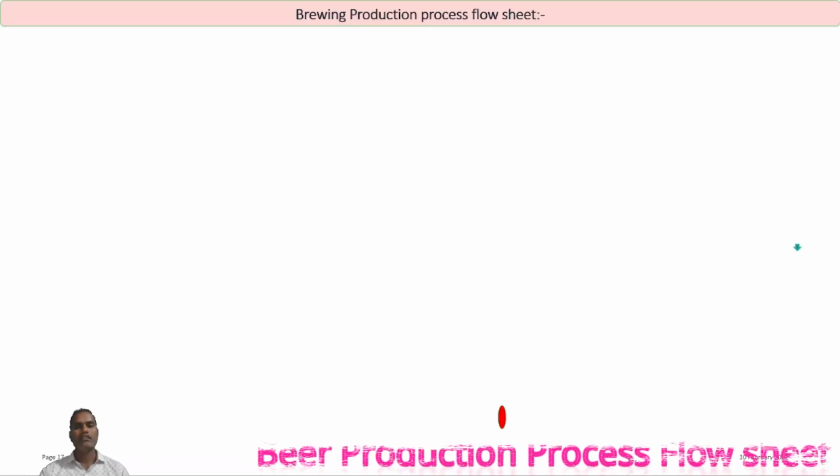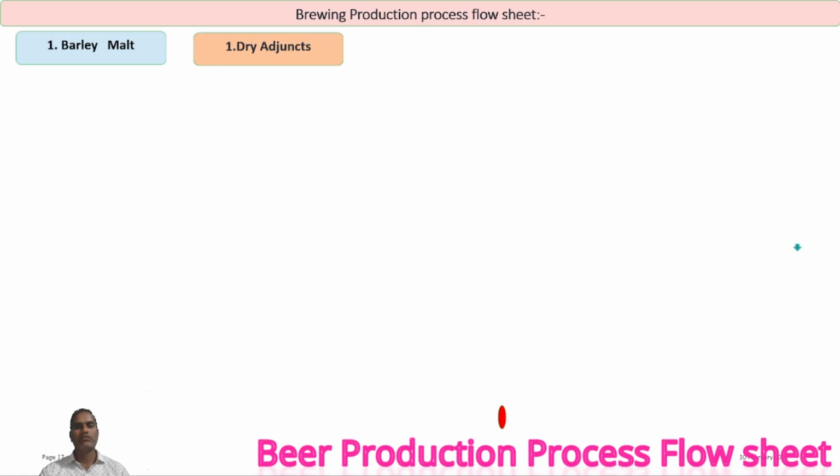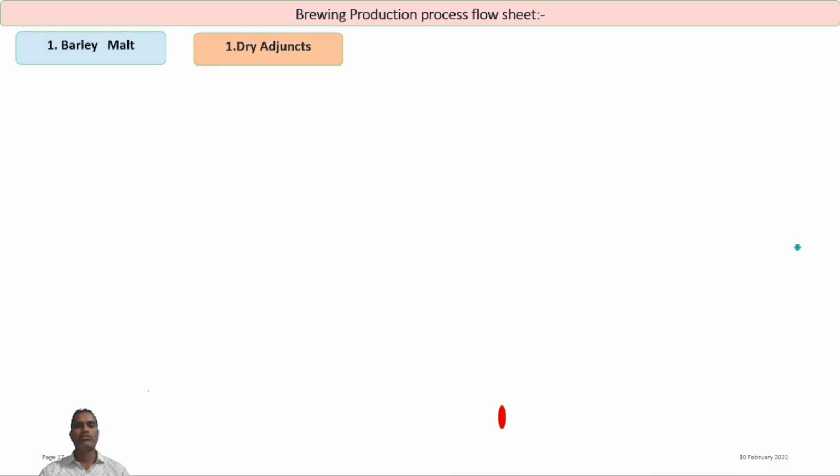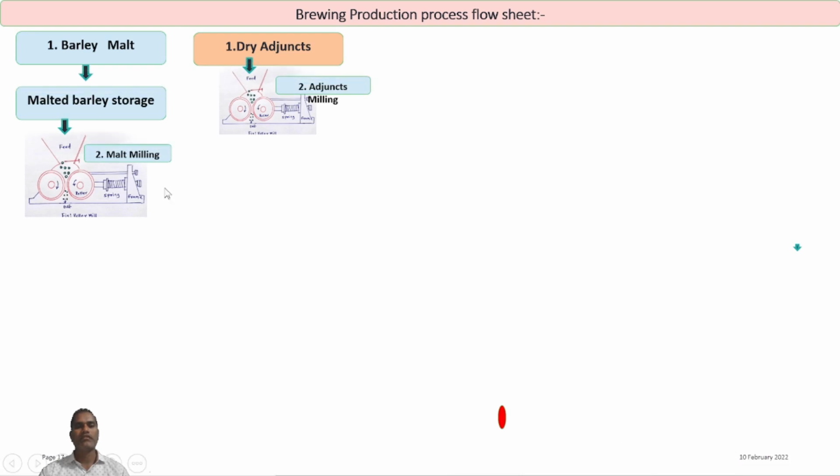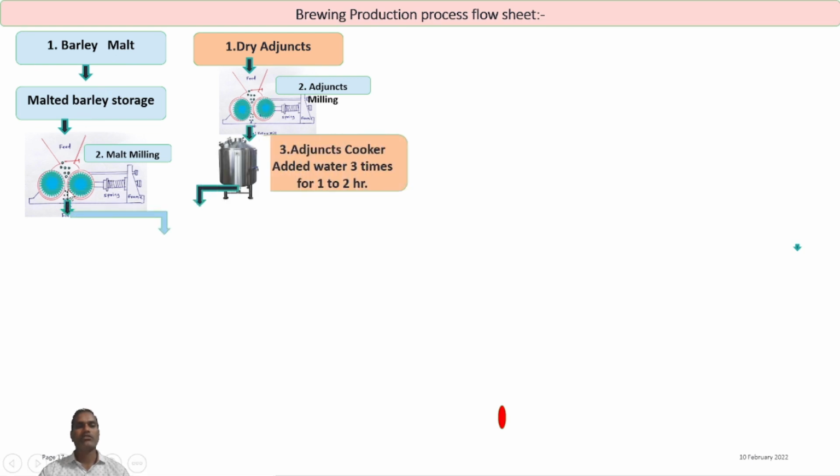You can see in this flow sheet, the brewing processing flow sheet, the detailed manufacturing process. The first main raw material is the malted barley grains, and the second is the other cereal grain dry adjuncts as a source of starch, and both are processed separately. The dried malted barley is first passed into the milling process, where it is converted into flour. The milling process is carried out separately.